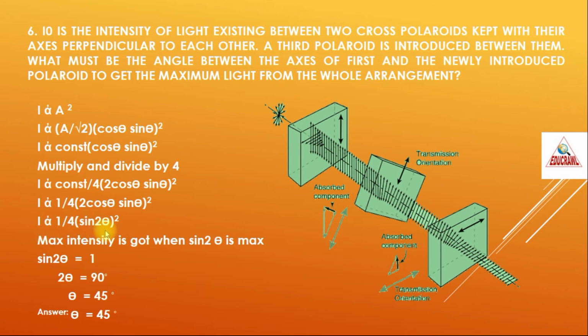This intensity will be maximum when sin 2 theta is maximum. The maximum value of sin 2 theta is 1. Hence 2 theta will be equal to sine inverse of 1, which is nothing but 90 degree. So 2 theta is equal to 90 degree. Then theta will be equal to 90 divided by 2, which is nothing but 45 degree. Hence the angle between the polaroids is 45 degrees.